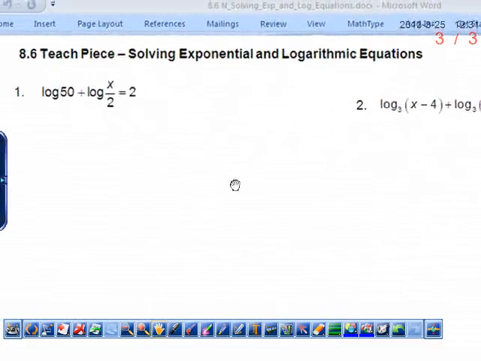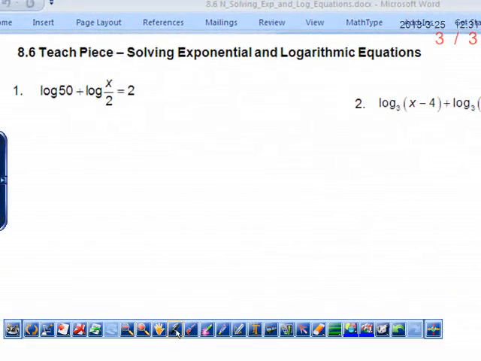So this is 8.6. Here's our first problem. Log of 50 plus log of x over 2 is equal to 2. This is mainly review just with a little addition, making sure we are checking for extraneous solutions. We've got to be sure we're not picking a solution that makes any of our arguments not positive.